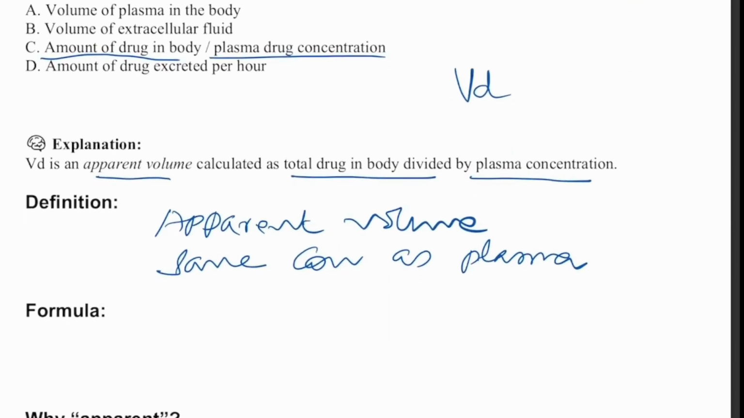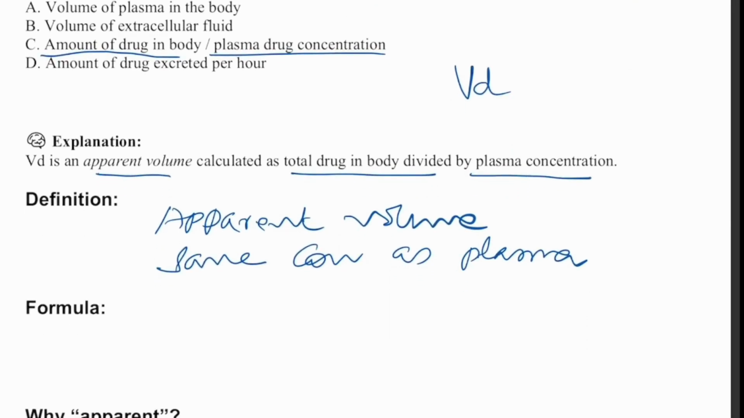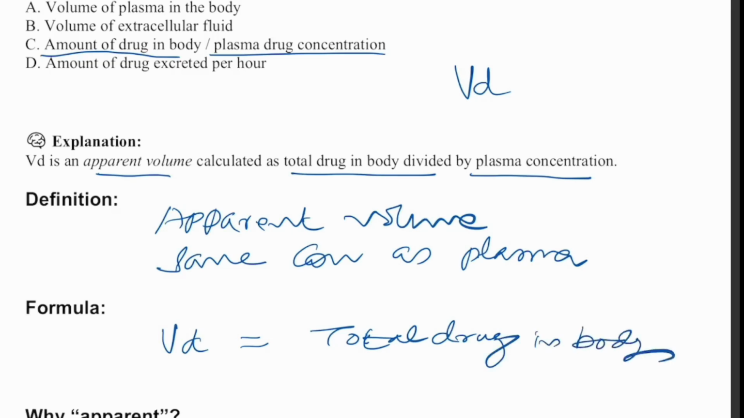And the formula is Vd is equal to total drug in body divided by the plasma concentration. So this is the formula.